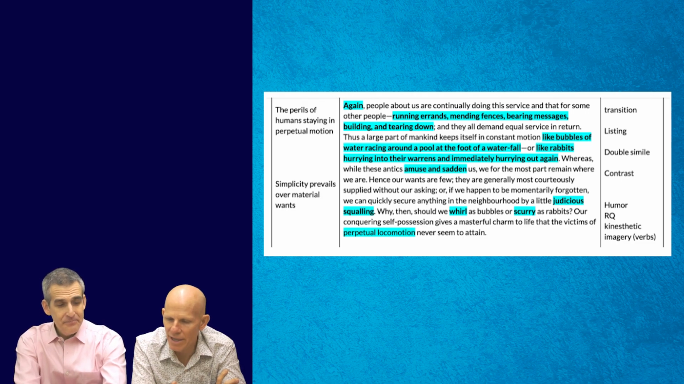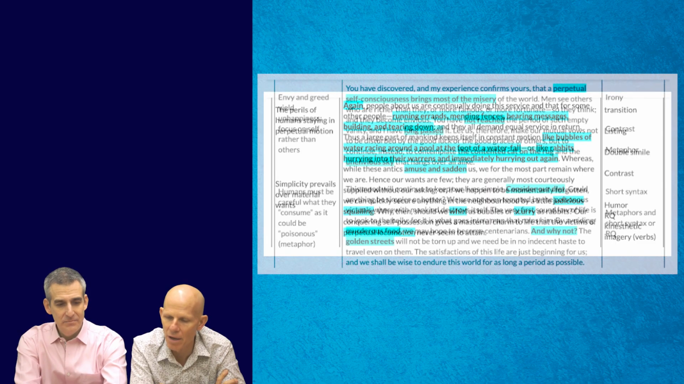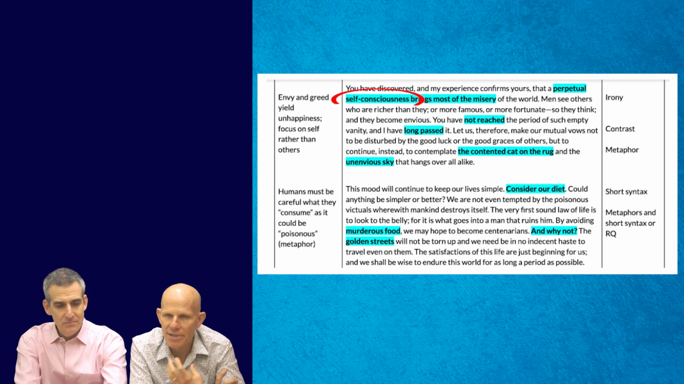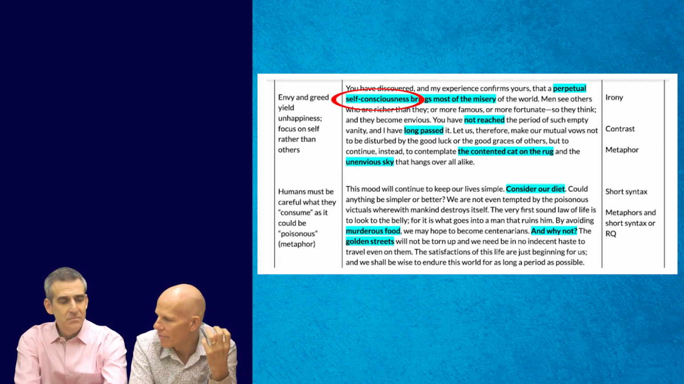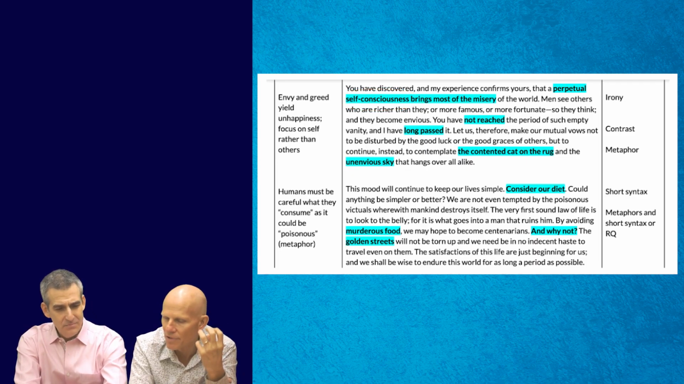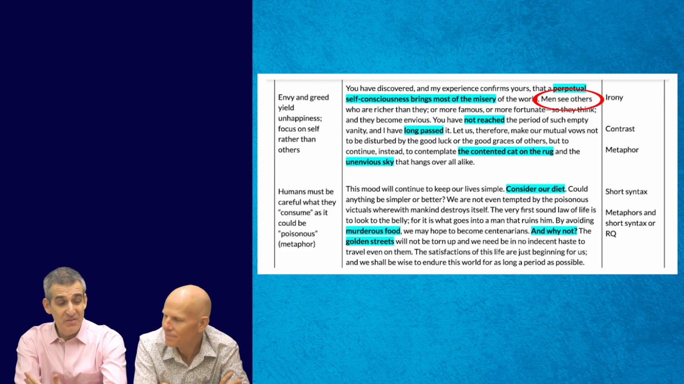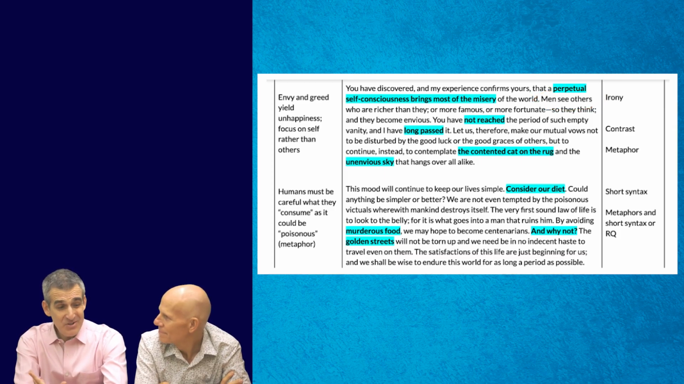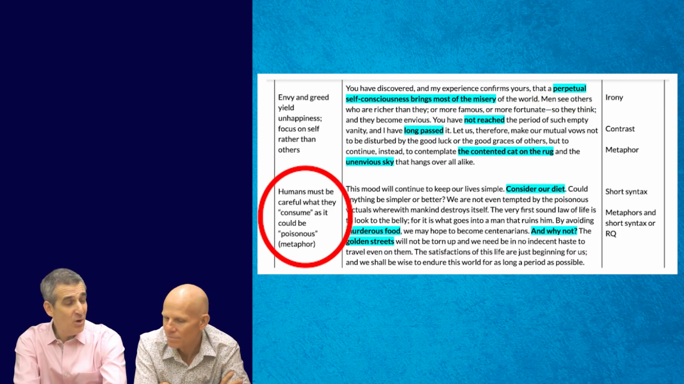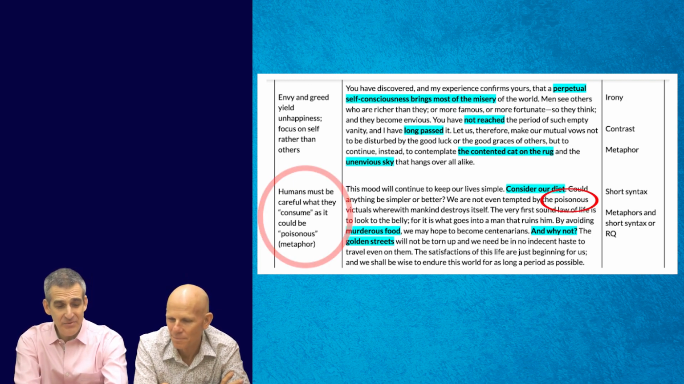That's right. And then the next body paragraph, where he says "you have discovered," is again talking about this idea that self-consciousness is really the cause of a lot of the misery in the world, this pursuit of the self, this preoccupation with the self in comparison to others. Yeah, I love that. And then the next body paragraph talks about the consequences of that, and basically, Mr. Giles, we're saying humans have to be careful about what we consume. Too much consumption can be poisonous, and we see that really beautifully described here in the letter before we get to the close. Yeah, that's great.